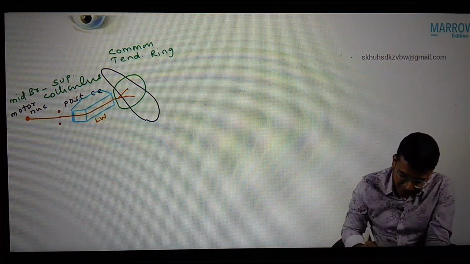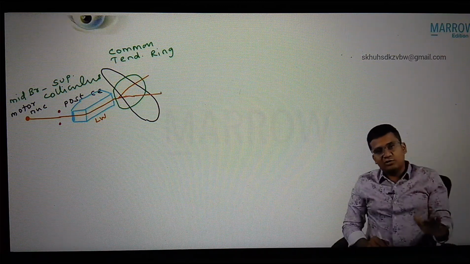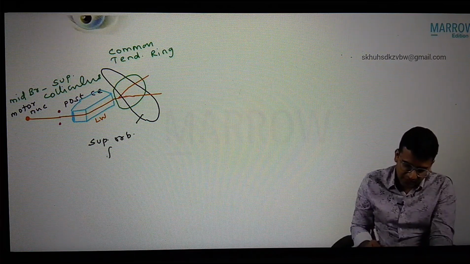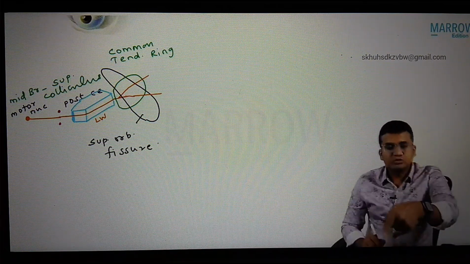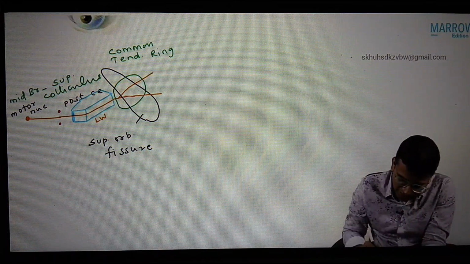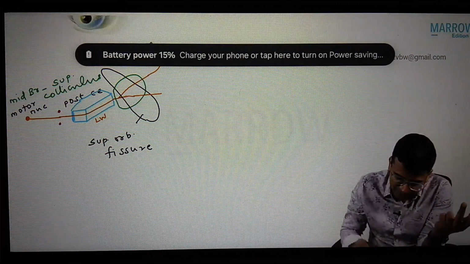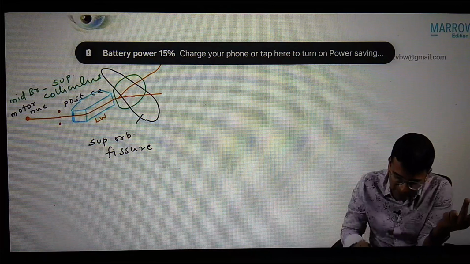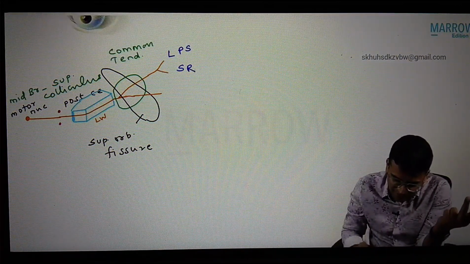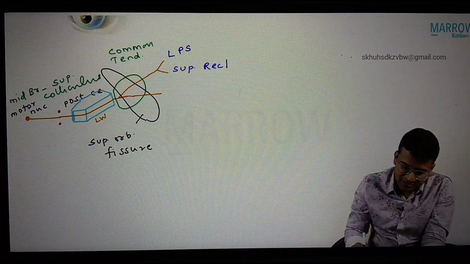Here, this is the superior division of the oculomotor nerve and the inferior division of the oculomotor nerve. They enter the orbit by the superior orbital fissure, passing through the common tendinous ring. The superior division of the oculomotor nerve supplies two muscles. What are those? The LPS muscle, levator palpebrae superioris, and one more muscle, the superior rectus muscle.